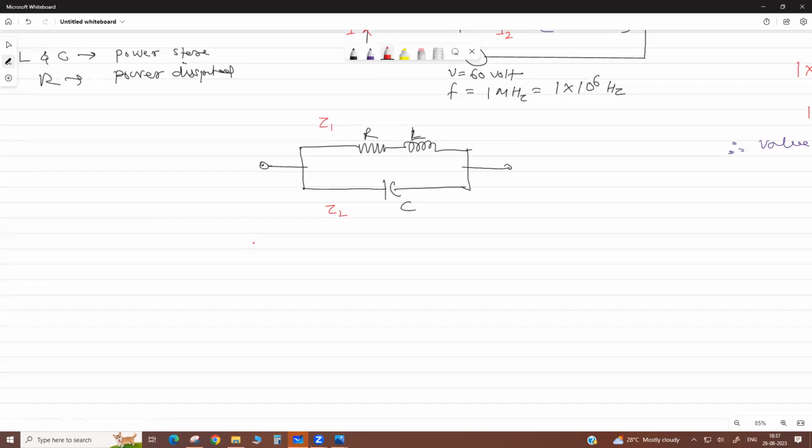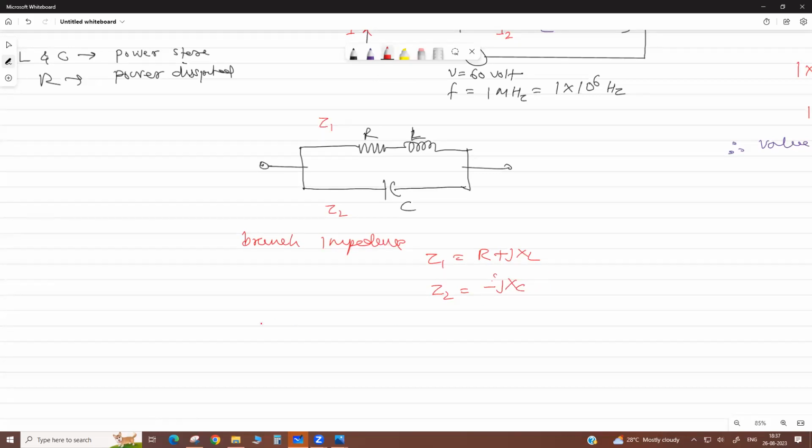Branch impedance. Please. Z1 is R plus jXL, and Z2 equals to minus j omega C. Okay, please.